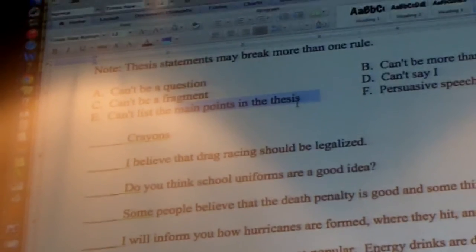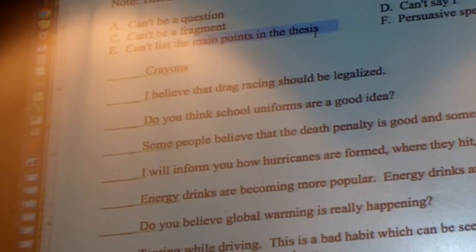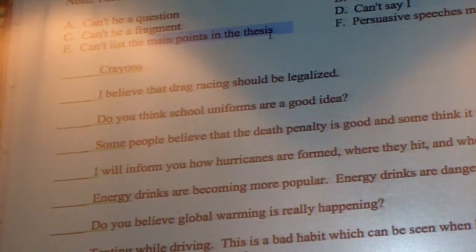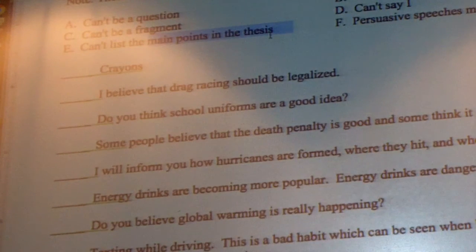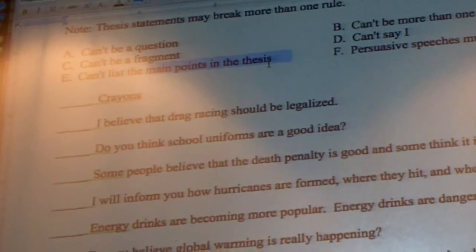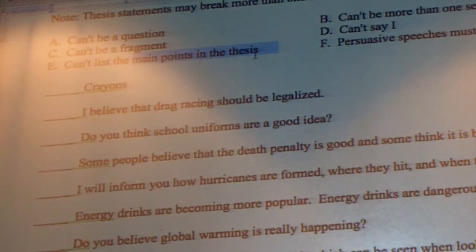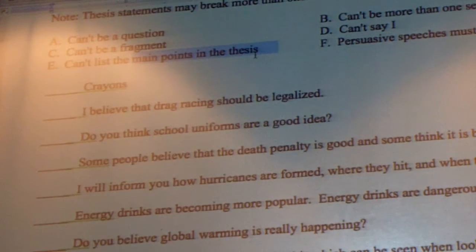prove it. So for a thesis statement, it can't be a question, can't be more than one sentence, can't be a fragment, it cannot say I, it does not list your main points, and if it's persuasive, it has to take a stand. So following these rules, look at the list down below there, and some of them have more than one thing wrong with them. I want you to go through your list, and match up what rules those thesis statements broke. If we were to pretend that crayons was someone trying to write a thesis statement, what's wrong with it? Fragment. It's a fragment, so I would write C in the blank there. Okay? Now you do the rest of them.